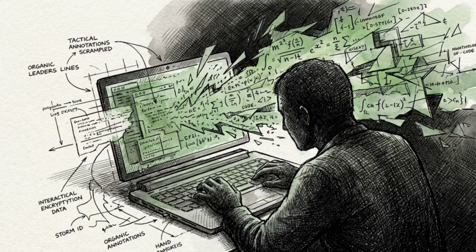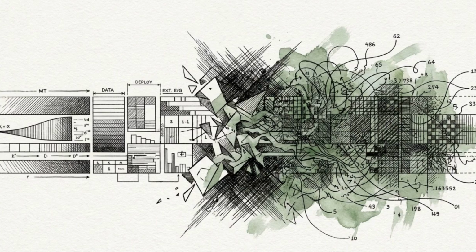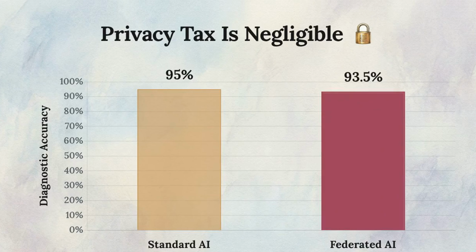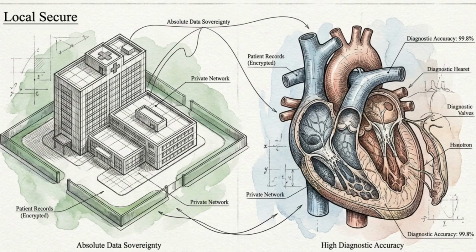To prevent adversaries from reverse engineering these mathematical updates, the system uses differential privacy. This adds cryptographic noise to the data, making it impossible to trace an update back to a specific person in the training set. Testing shows that these privacy safeguards result in a performance drop of only 1 to 2%. This is an acceptable trade-off for a system that maintains total data sovereignty while delivering high diagnostic accuracy.